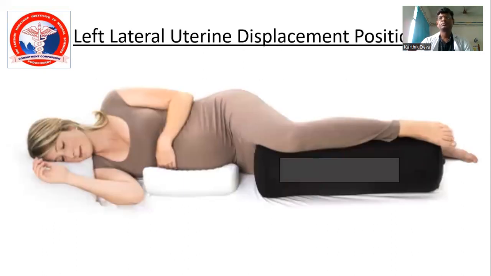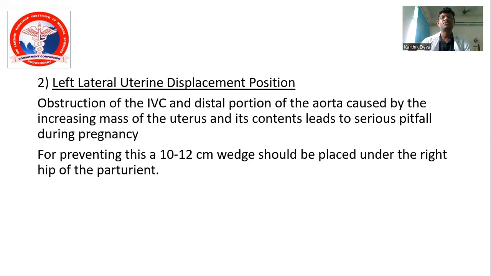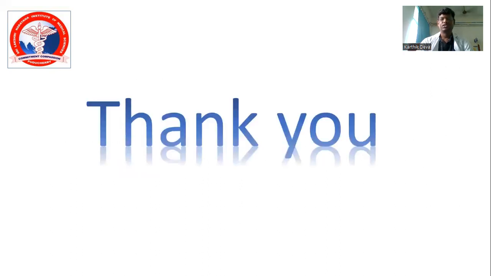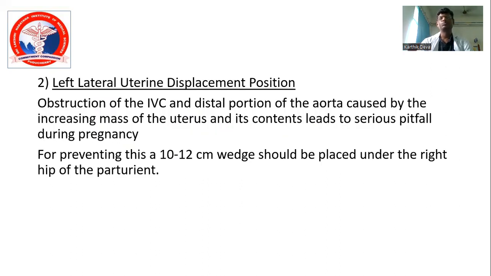Left lateral uterine displacement position. This is for pregnant patients. Obstruction of the IVC and distal portion of the aorta is caused by the increased mass of the uterus during the second and third trimester of pregnancy, and its effects lead to serious pitfalls during pregnancy. To prevent this, a 10 to 12 centimeter wedge should be placed under the right hip of the parturient to prevent the compression of the IVC and the distal portion of the aorta.